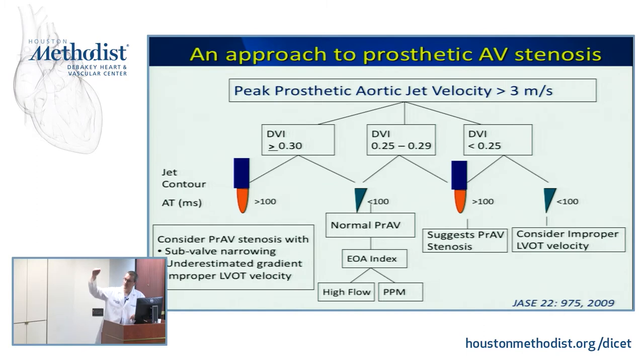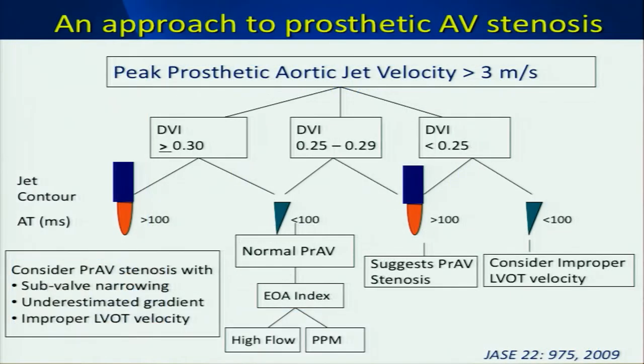Generally that's the approach to it: CW, DVI, and then you look at the CW contour itself, you look at ejection time, and that's how you try to figure it out. And then at some point, probably before all this, you have to factor in maybe the line before even the CW: what valve am I interrogating? That's really the first question.